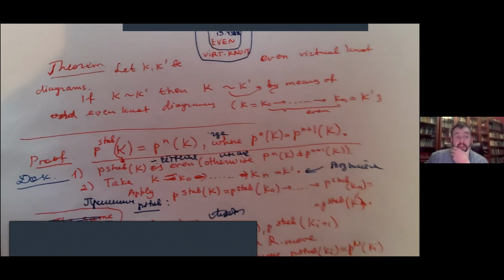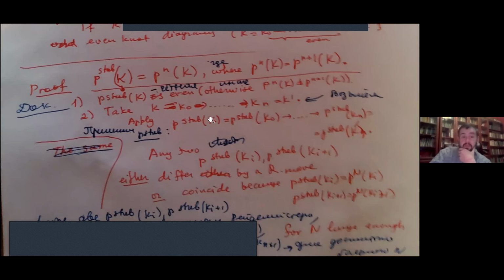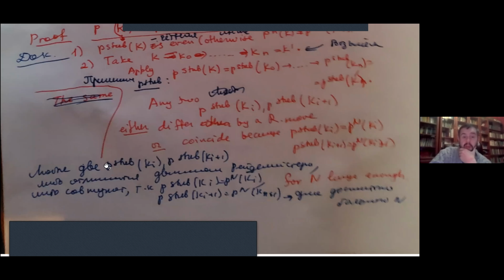So this means that we have a chain of diagrams where all adjacent ones either coincide or differ by a Reidemeister move, which means that this sequence of diagrams is odd, and we have something for Reidemeister moves. Okay, so here I write that for n large enough, these two guys are just either the same or differ by a Reidemeister move.